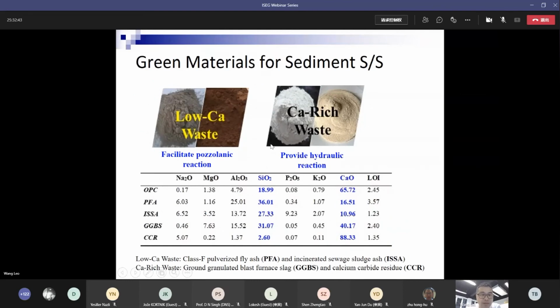In this case, we use some industrial waste, such as low calcium waste like fly ash and incinerator sewage sludge ash. It contains a high content of silica oxide, which may facilitate the pozzolanic reaction and generate some CSH to further improve the property of the sediment blocks. Also, we add some calcium-rich materials such as GGBS and calcium carbide residues to provide the hydraulic reaction to improve the performance of the final products.